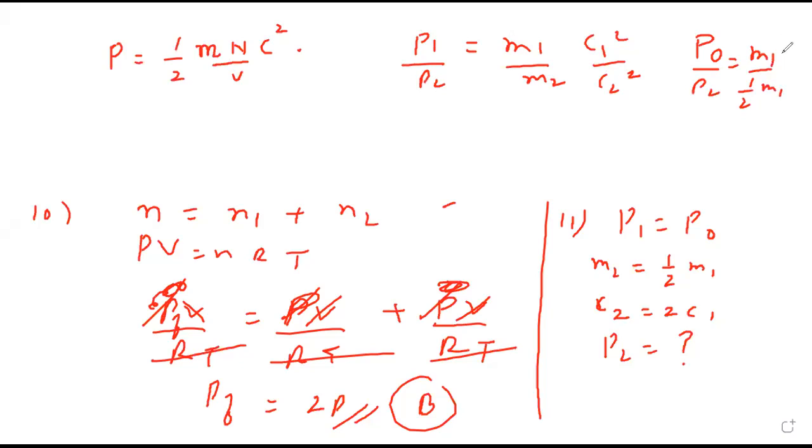c1 square upon (2 c1) square means 4 times c1 square. m1 and c1 square cancel. So P naught upon P2 will be 2 by 4. Therefore P2 is 2 times P naught. Answer: P2 is double of P naught. That is option C.